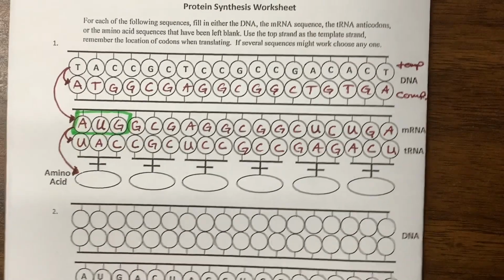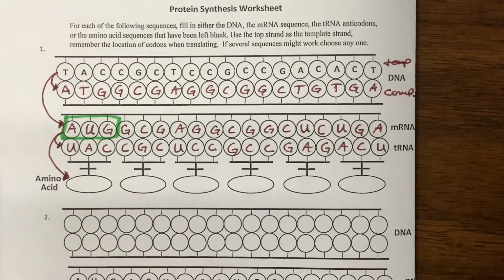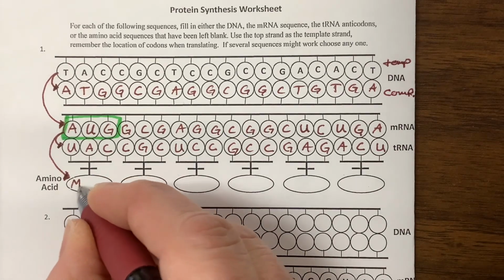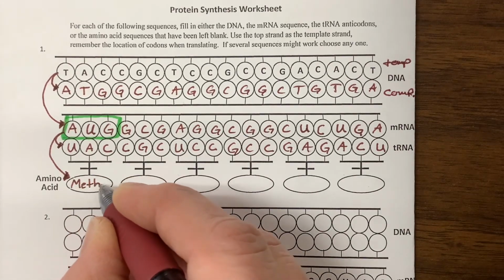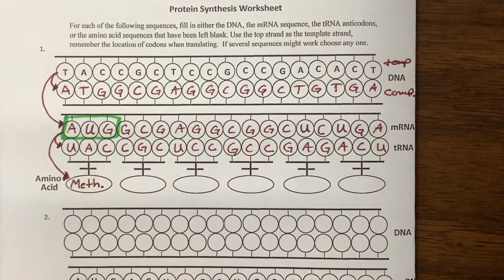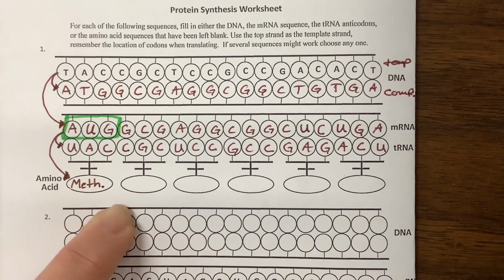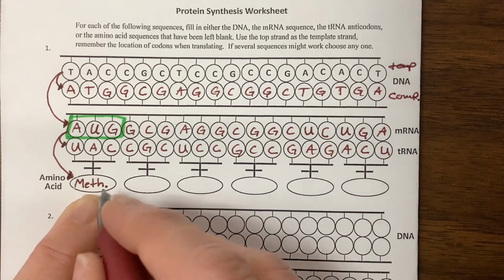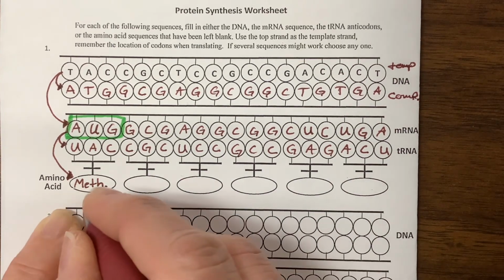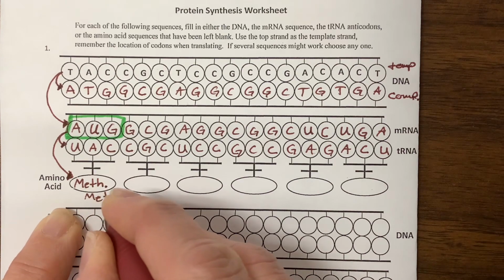So back here on my sheet, I'm going to write down methionine. And there's not a whole lot of room to write out the whole name for methionine, so I'm just going to abbreviate that to METH. A lot of textbooks will have you just put MET in there, okay?